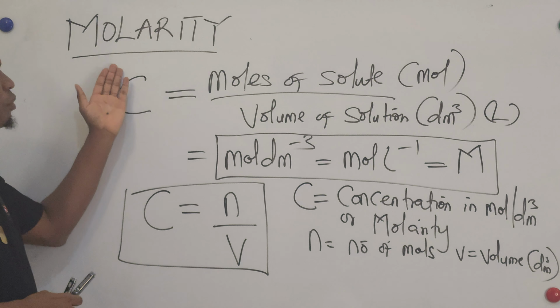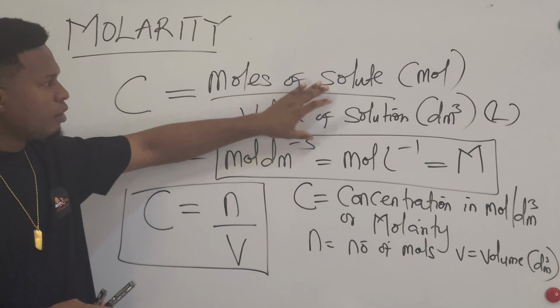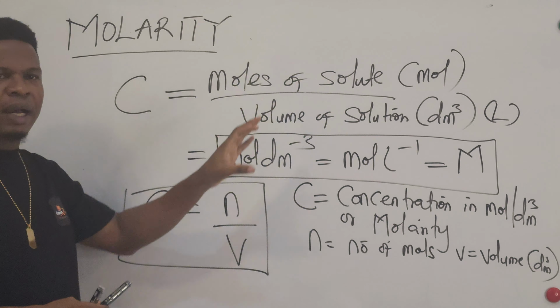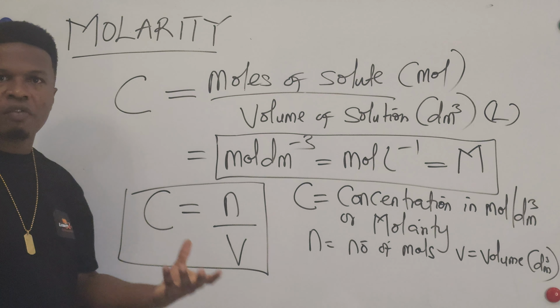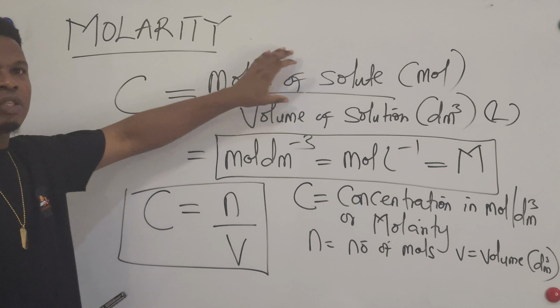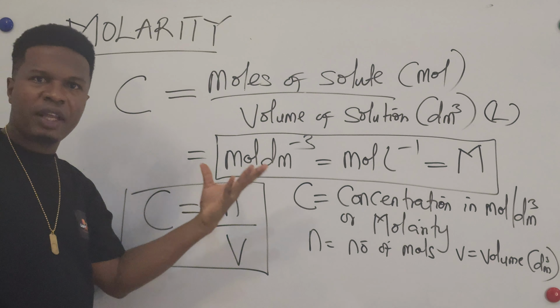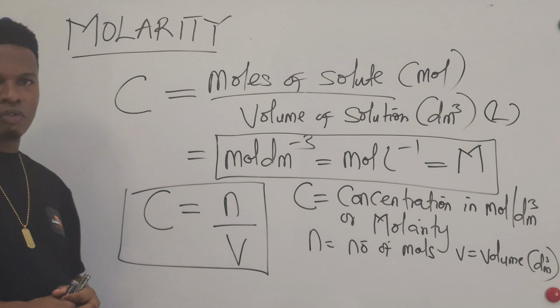So this is the first formula you have to know for molarity: molarity is the moles of the solute over the solution. Remember that for you to form a solution, you need a solvent and a solute. So the mole of the solute required to dissolve in 1 dm cube of any solvent to form the solution is the molarity of that solution.